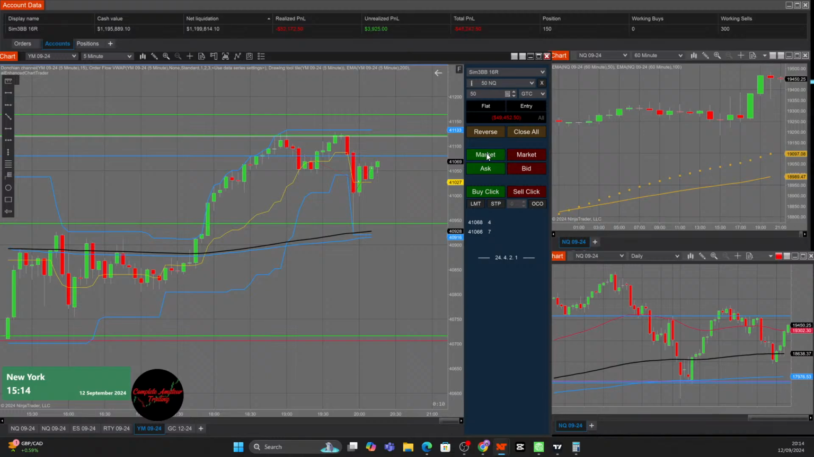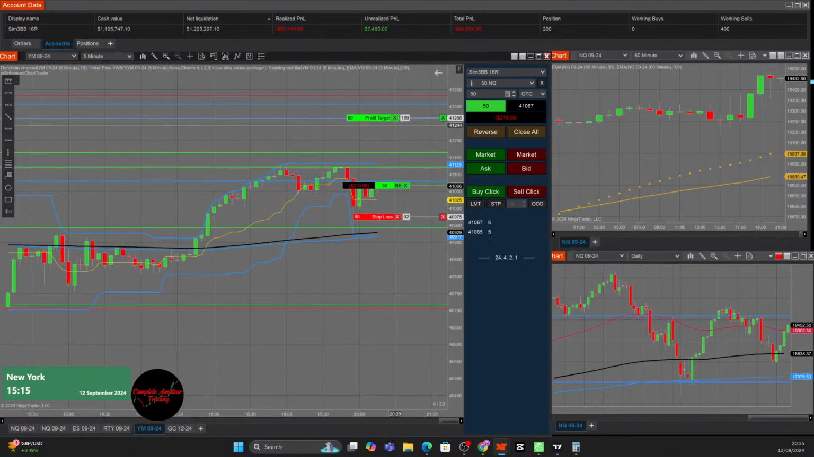About to set up, about to take this long here as a re-entry. Yep. Just took the long there as a re-entry on YM. 975 stop. Target's in the right place.